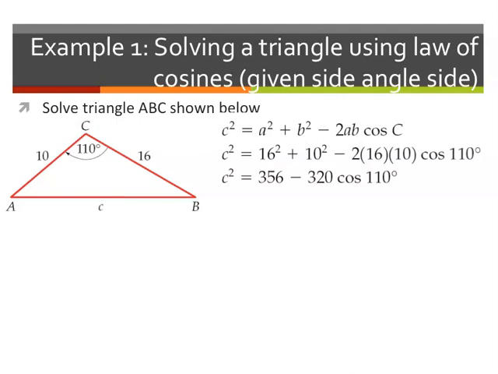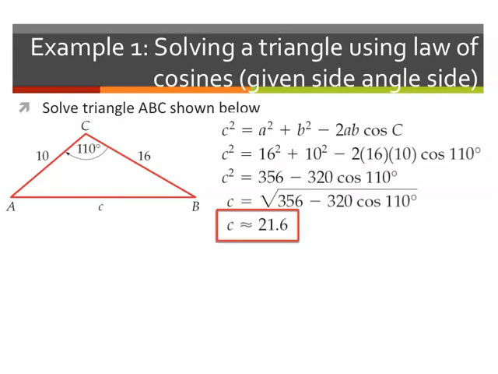Alternatively, if you're unsure or it's just a lot to keep track of, you can put the entire thing into the calculator, 356 minus 320 cosine of 110. Your calculator follows rules of PEMDAS. And then just make sure that you take the square root, because you're trying to find what C is, not what C squared is. So take the square root of that. It should come out to be about 21.6.